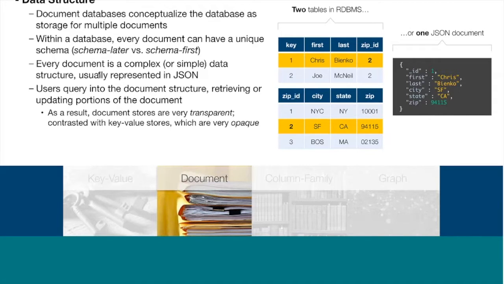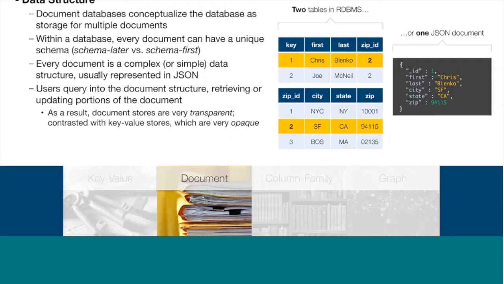So document databases conceptualize the database as storage for multiple documents. Within a database, every document can have a unique schema. So every document can be completely different within a database. There are no schema constraints within MongoDB. So data can be incredibly complex with nested JSON documents, with nested representation, and none of that requires pre-design on the front end. You just go with the flow with MongoDB.